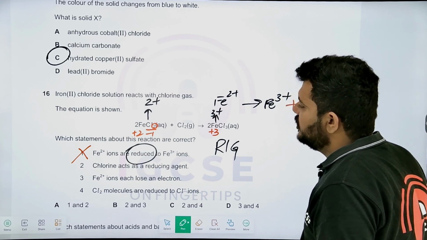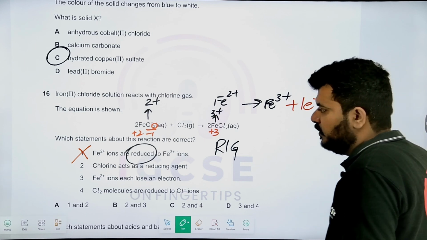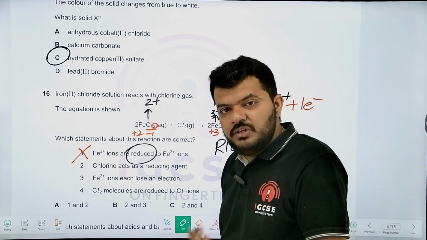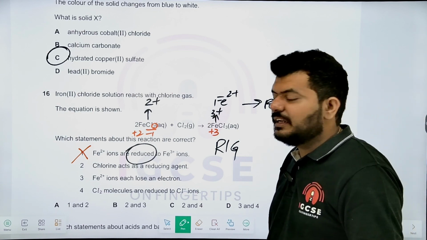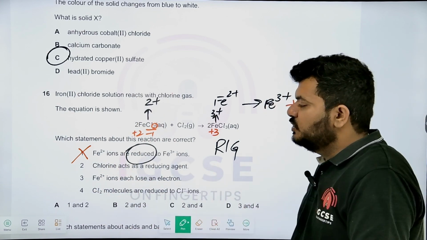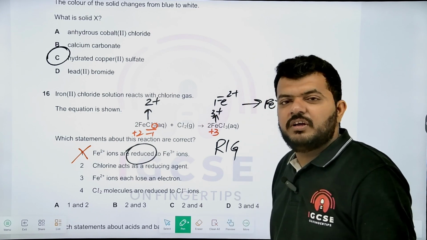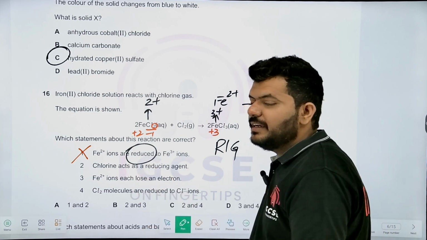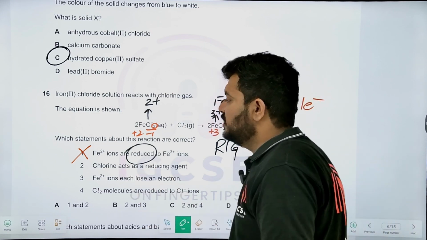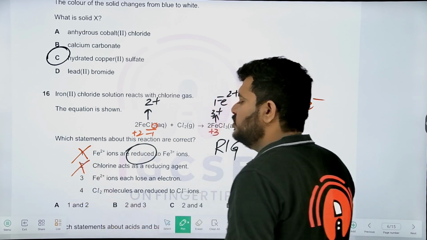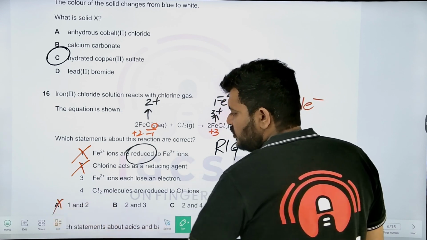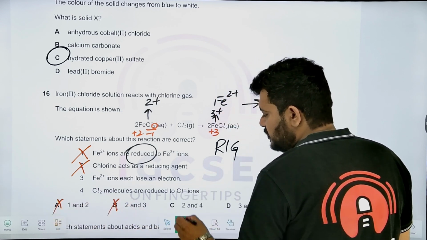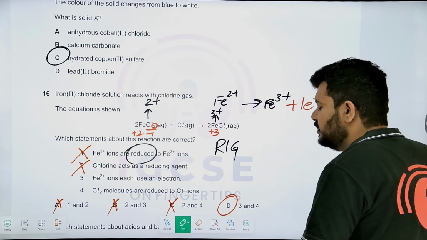Chlorine acts as a reducing agent. See, if iron is not getting reduced, chlorine cannot act as a reducing agent, right? Iron is getting oxidized, so chlorine must get reduced, or in other words, chlorine must act as an oxidizing agent. So definitely the second is also incorrect. Now let's look at options. Second is incorrect, so this cannot be correct, this cannot be correct, this cannot be correct, and only this is correct.